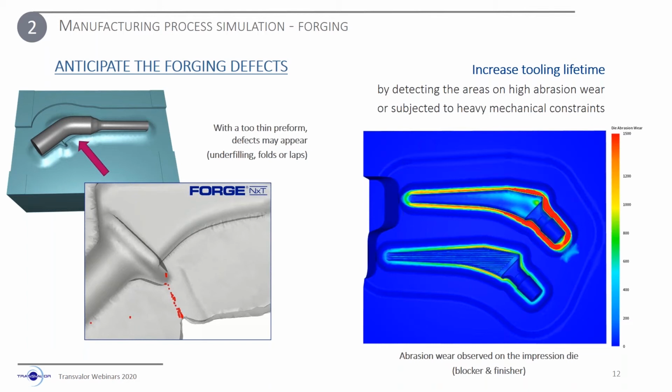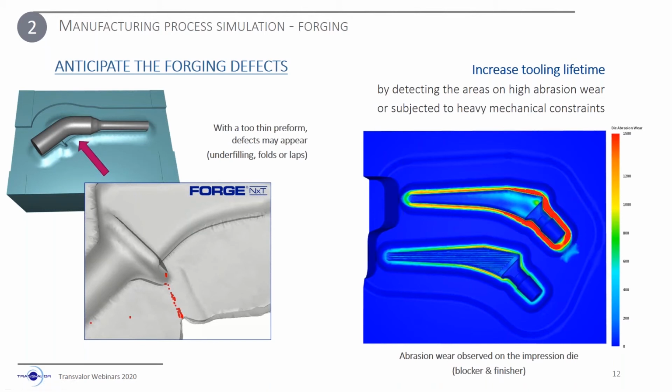The second aspect is regarding tooling. Forge software can predict abrasion wear on dies together with tensile or effective stresses developed during the forging. The picture that you can see on the right-hand side is showing the maximum areas of wear in the impression die. It is interesting to note that the most critical zones, the ones in red, you can see right here, are observed in the blocker stage rather than on the finisher stage. So you can see that we have more red in this impression die for blocker, and we have less abrasion in the impression related to the finisher stage.